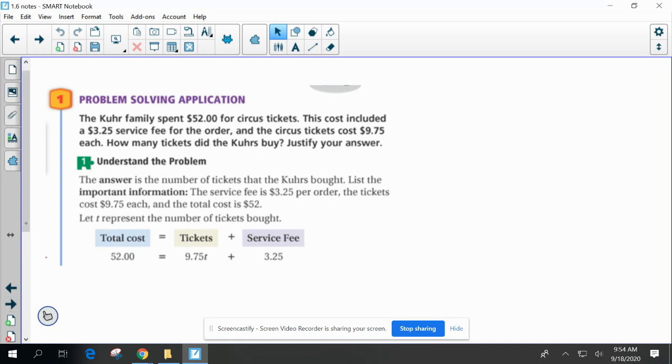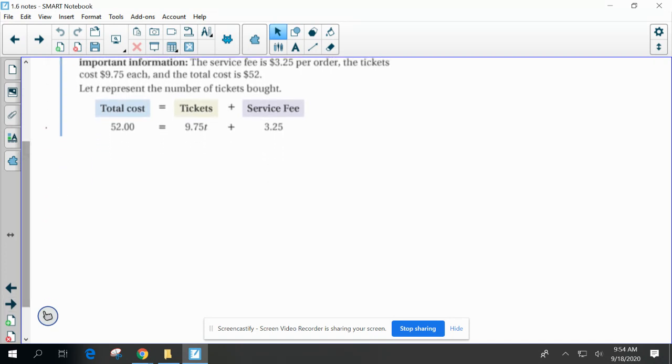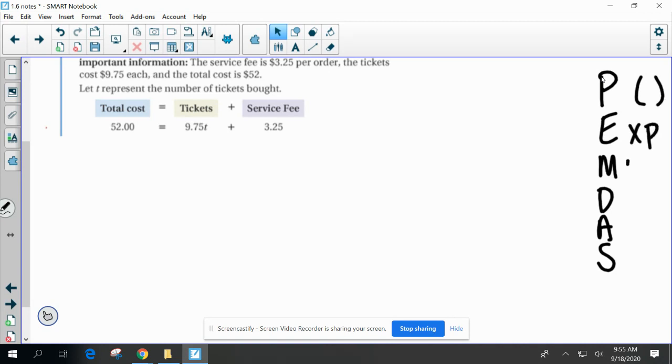Okay, so when we're looking at a multi-step equation or a two-step equation, we're going to follow PEMDAS, but backwards. So just to refresh your memory, who's heard of PEMDAS? Hopefully all of you. And then anybody remember what they stand for? Go ahead. Parentheses, exponents, multiply, divide, add, and subtract. Okay, so we're actually going to follow these backwards. So we're going to start with add, subtract, and then we're going to go to multiply and divide.